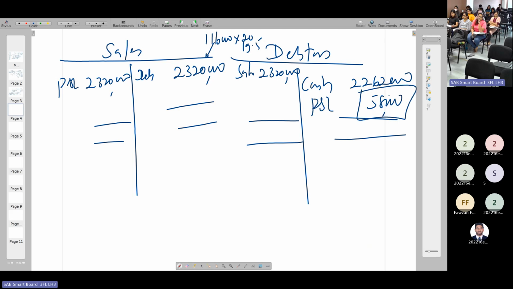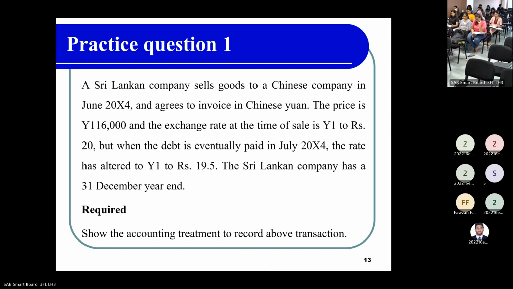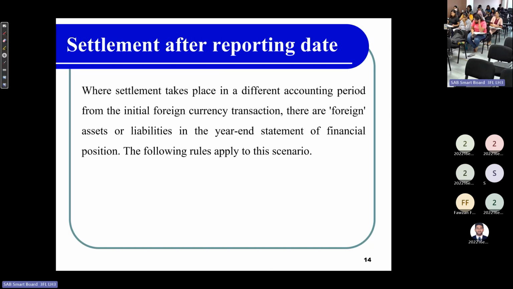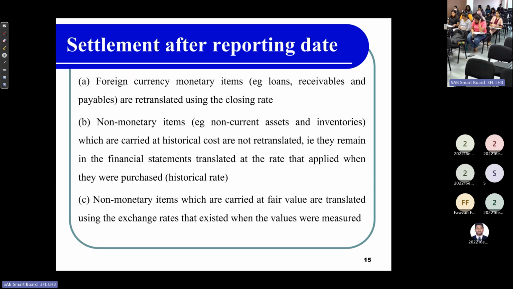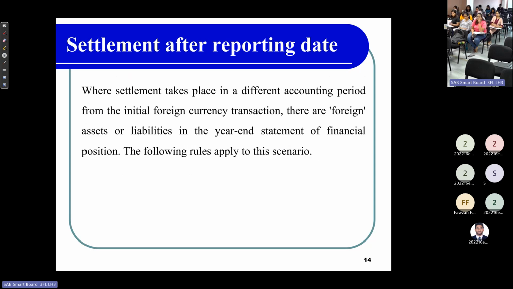It's very simple. This is the answer. Hope you have taken it down. You can mark it very clearly. Now, settlement after the reporting date. In that case, what did you do? Monetary items, you should convert by using the closing rate. The difference should be charged to P&L.